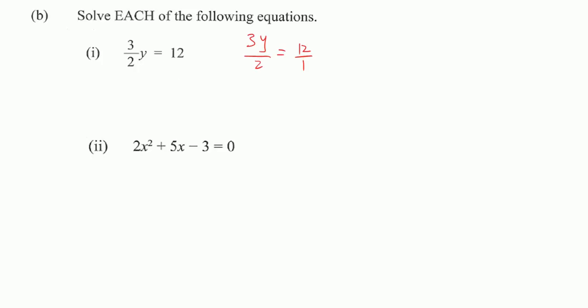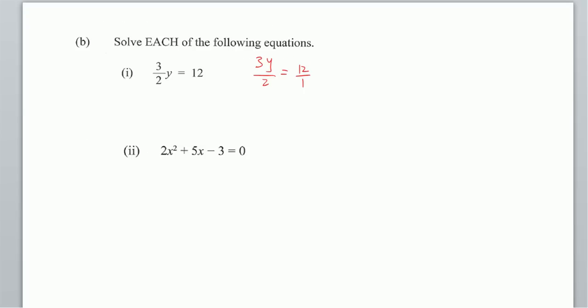So this next one, we have two parts. We have to solve two equations. The first one, we have 3 over 2y is equal to 12. Whenever we have questions like this, I always tell my students to write this as 3y over 2 is equal to 12 over 1. The reason for writing it like this is so that I can cross multiply and solve for y very easily. So 3 over 2y is the same as saying 3y over 2, and 12 is the same as saying 12 over 1. So now I'm going to cross multiply.